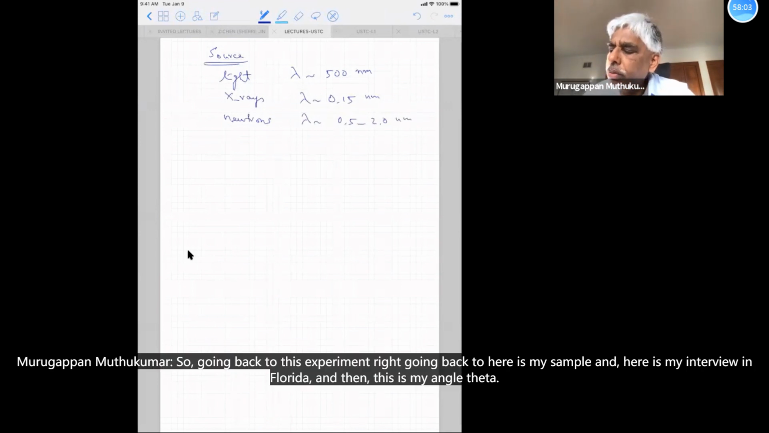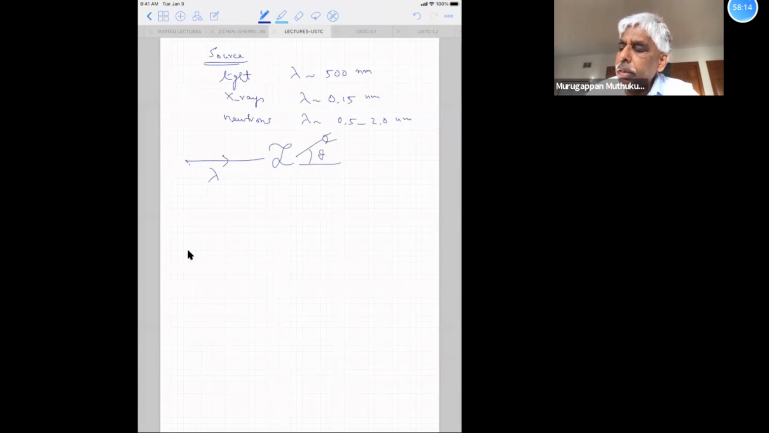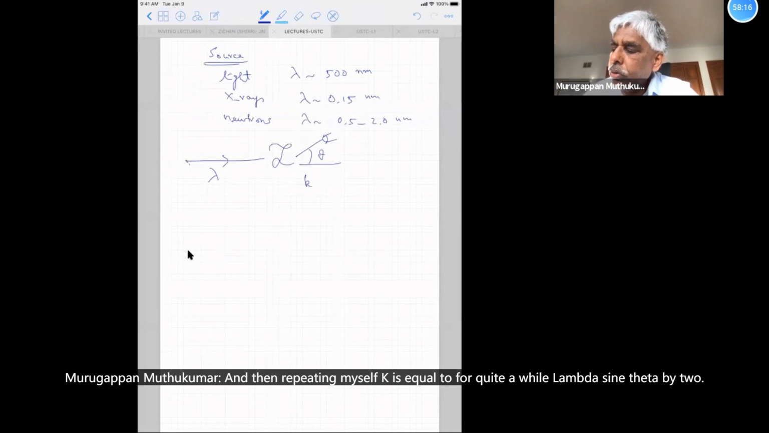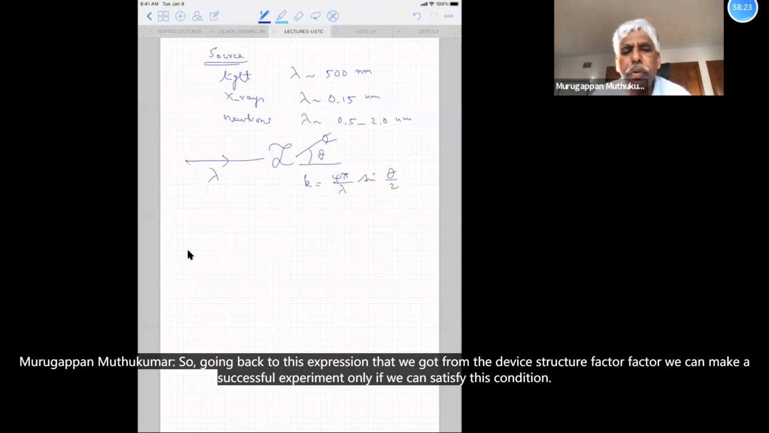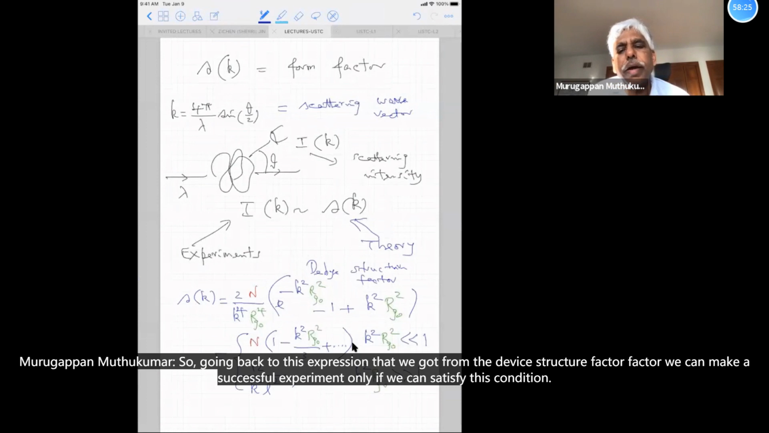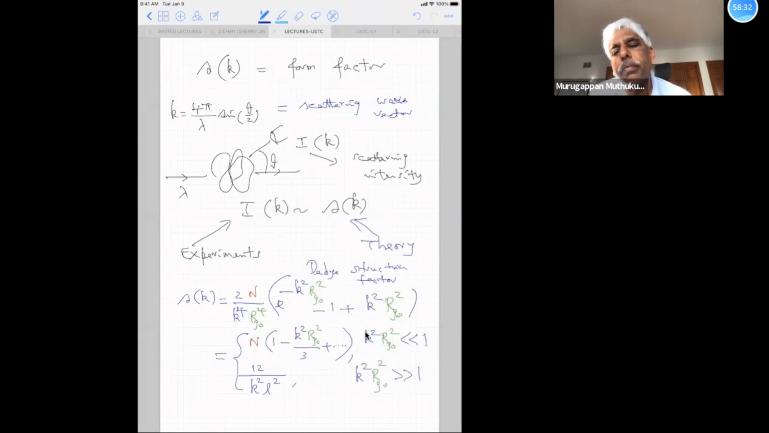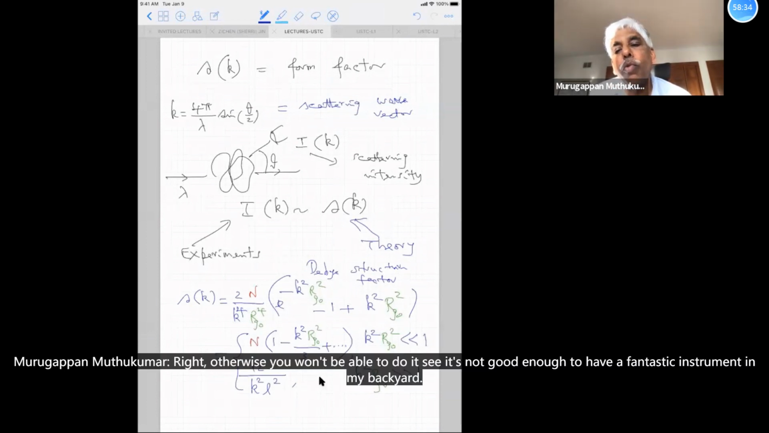So going back to this experiment, here is my sample, and here is my incident beam lambda, and then this is my angle theta. And I'm repeating myself, K is equal to 4 pi over lambda sine theta by 2. So going back to this expression that we got from the device structure factor, we can make a successful experiment only if we can satisfy this condition. Otherwise, we won't be able to do it.